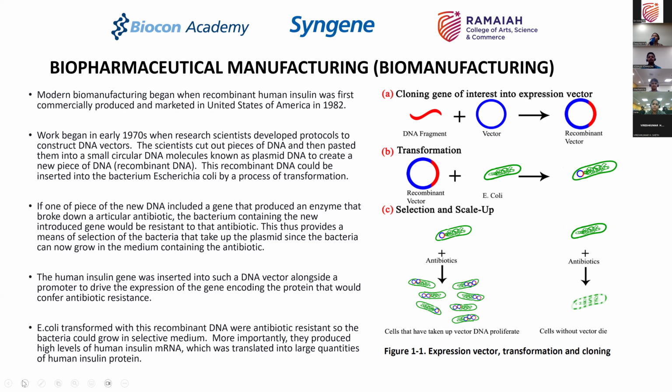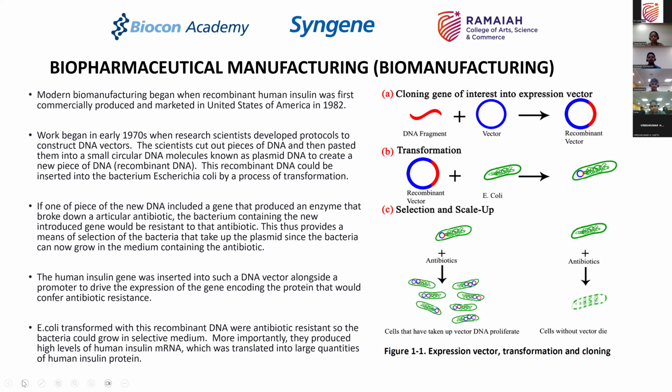Work began in the early 1970s. What did the research scientists do? They developed protocols to construct the DNA vectors. Okay, so what is a DNA vector? DNA is made out of various amino acid sequences, and in these sequences and proteins, the vector is taken.